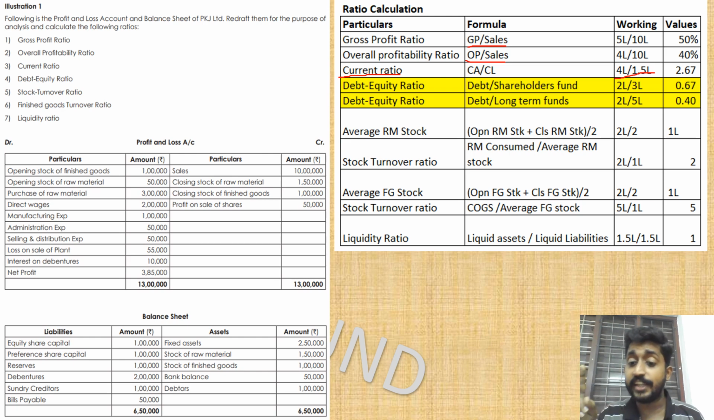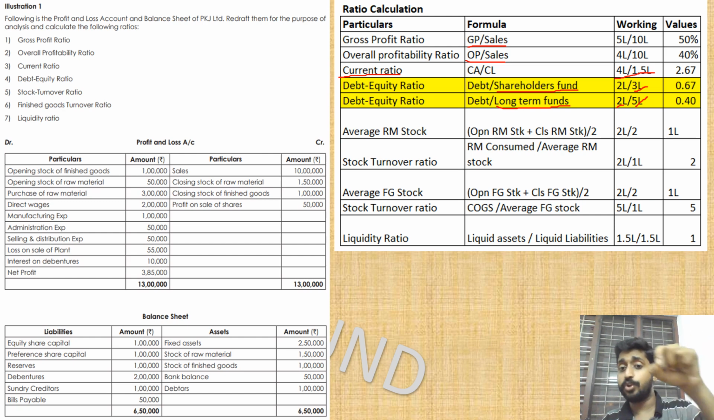So the debt equity ratio, we have discussed two formulas. Debt is the numerator, there is no doubt about it. The denominator may be shareholders fund or long term fund. What is shareholders fund here? We have calculated shareholders fund as equity plus preference plus general reserves, 3 lakhs. Or long term funds, what is long term funds? 3 lakh is the shareholders fund, so 3 lakh plus 2 lakh of debt will give you 5 lakh. So 5 lakh is the denominator for the debt equity ratio. Superb. Okay, so next is the stock turnover ratio.